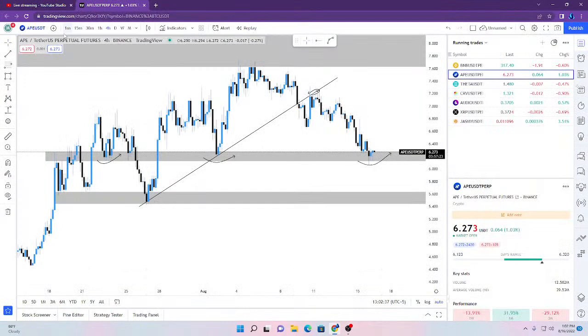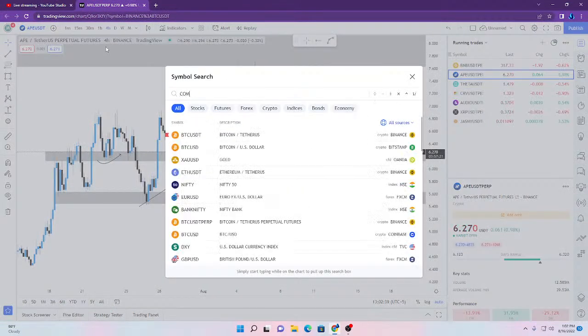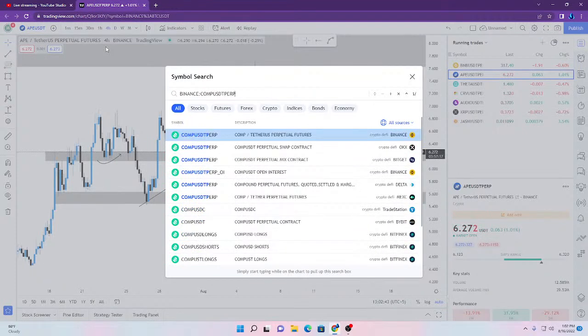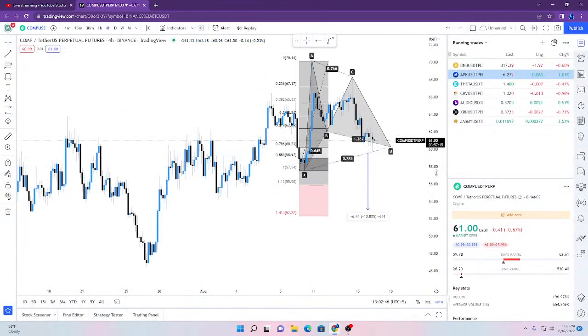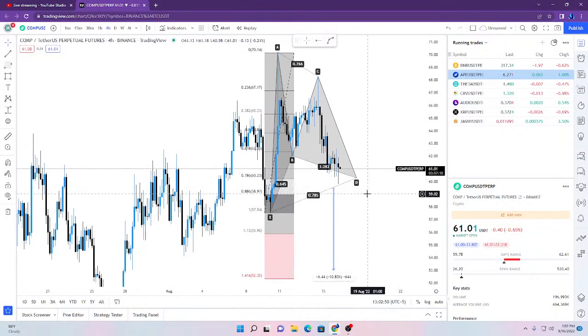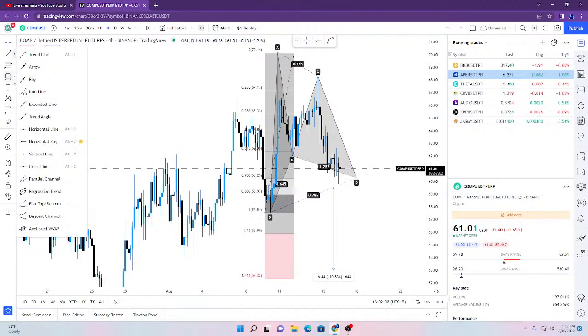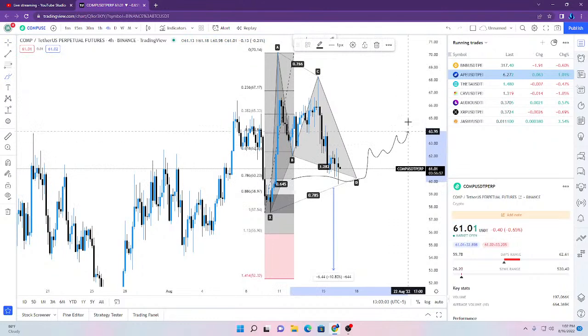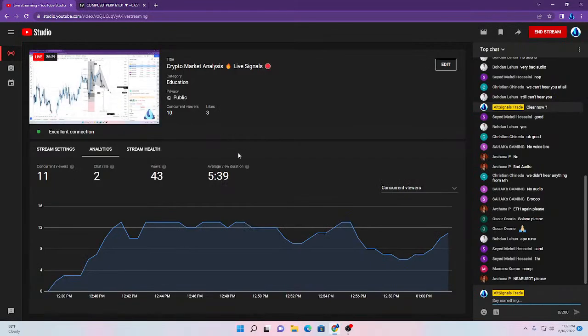Okay, COMP. I have posted COMP, we need to look at it. See, COMP is at 61. A very good entry for COMP could be somewhere right here, 60.27, but still we got to enter somewhere good. The first take profit would be hit anytime as soon as we fill this zone, and then another pattern might be created. So yeah, just waiting for all of that.